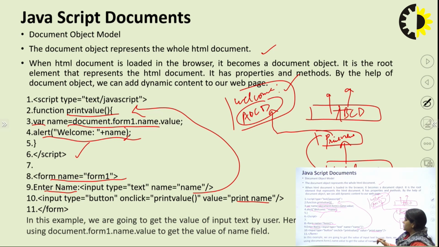So in this example, we are going to take the value of that input text entered by the user, and we are using document.form1.name.value. This particular code we are using to get the value of the name field.